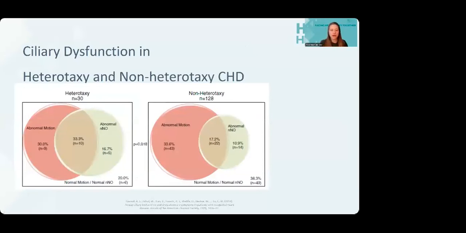more abnormal findings. So in the corners there, you can see the heterotaxy group, about 20% had both normal motion and a normal nasal nitric oxide level. And in the non-heterotaxy group, slightly more of them had normal motion and a normal nasal nitric oxide level. And in the heterotaxy group, there was a good percentage of patients, so 33% of patients had both abnormal motion and an abnormal nasal nitric oxide level.